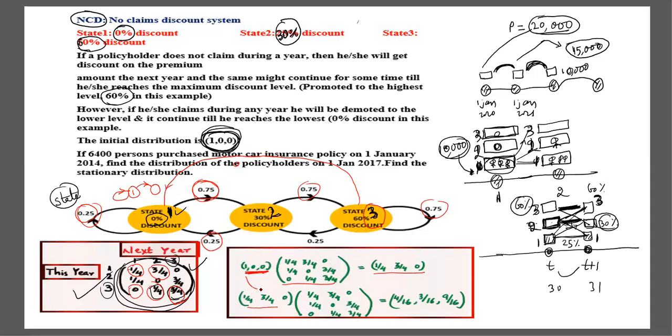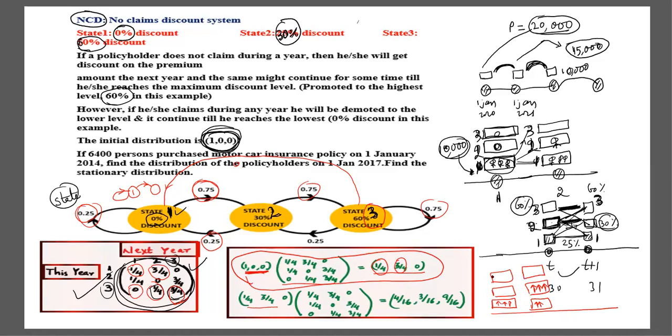Now, this means actually, if this is the number line, all persons are here initially. All are here. Nobody is getting discount. Now, if you see the second year, only 25% will be here. So they will not get discount, but 75% are now here. They will get 30% discount.